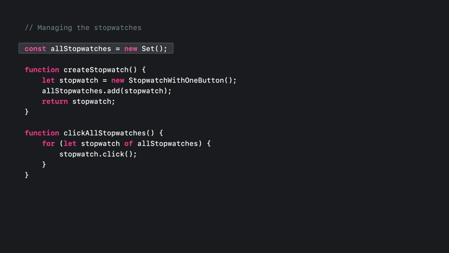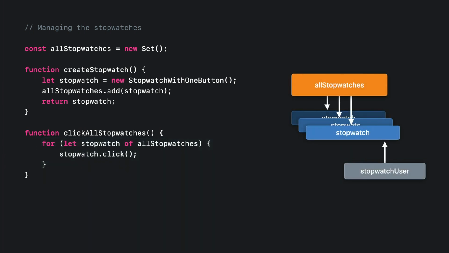An intuitive way is to keep a set of all stopwatch instances. When a stopwatch is created, add it to the set. Then in the click all stopwatches function, iterate the set and click each stopwatch. But there's an issue with this approach. We know a JavaScript object holds a strong reference by default. So in this case, all stopwatch objects cannot be garbage collected because the set still has a reference to them. Of course, we don't want to keep all stopwatch objects around just for testing. This is not great for memory use.